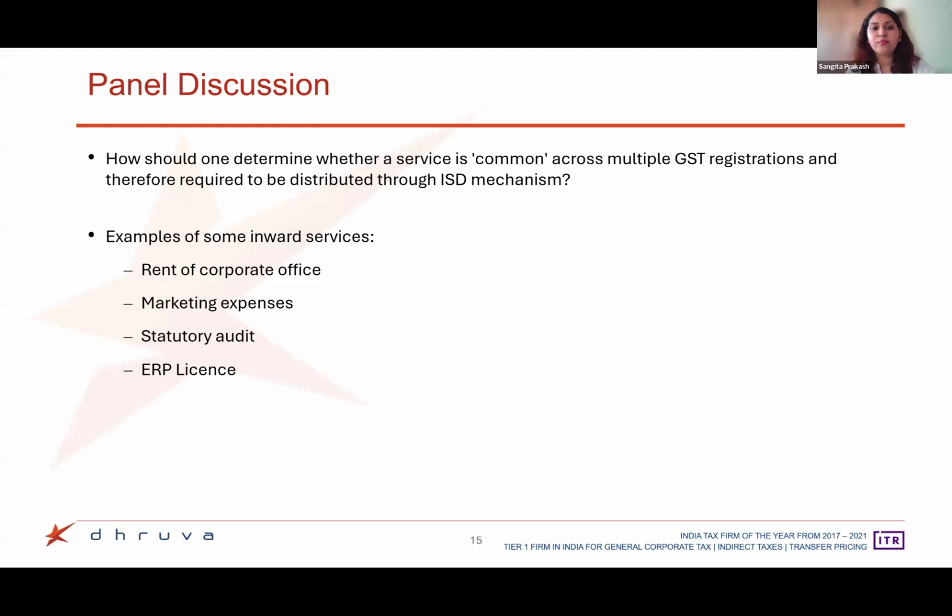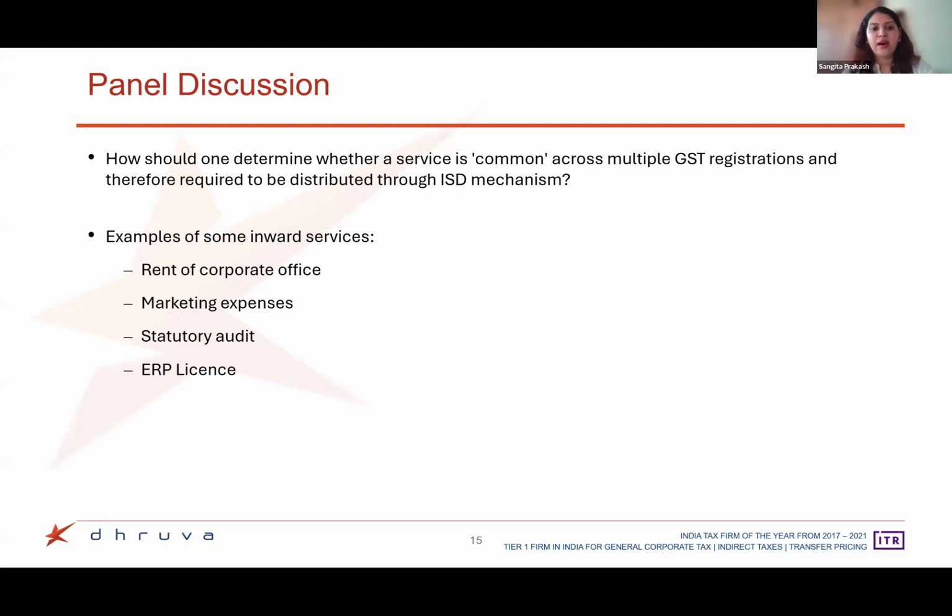But having said that, I think it's so important at this juncture, where we are filing the first ISD return, to perhaps give some broad guidelines based on our practical experience on what is common, what are the potential categories of common expenditure, and then what is not. And we've listed a few on the slide, right? Statutory audit fees and ERP license. These are typical examples given when we talk about ISD. These are services procured by a head office, but where the benefit accrues to all units or all GSTINs within the entity.